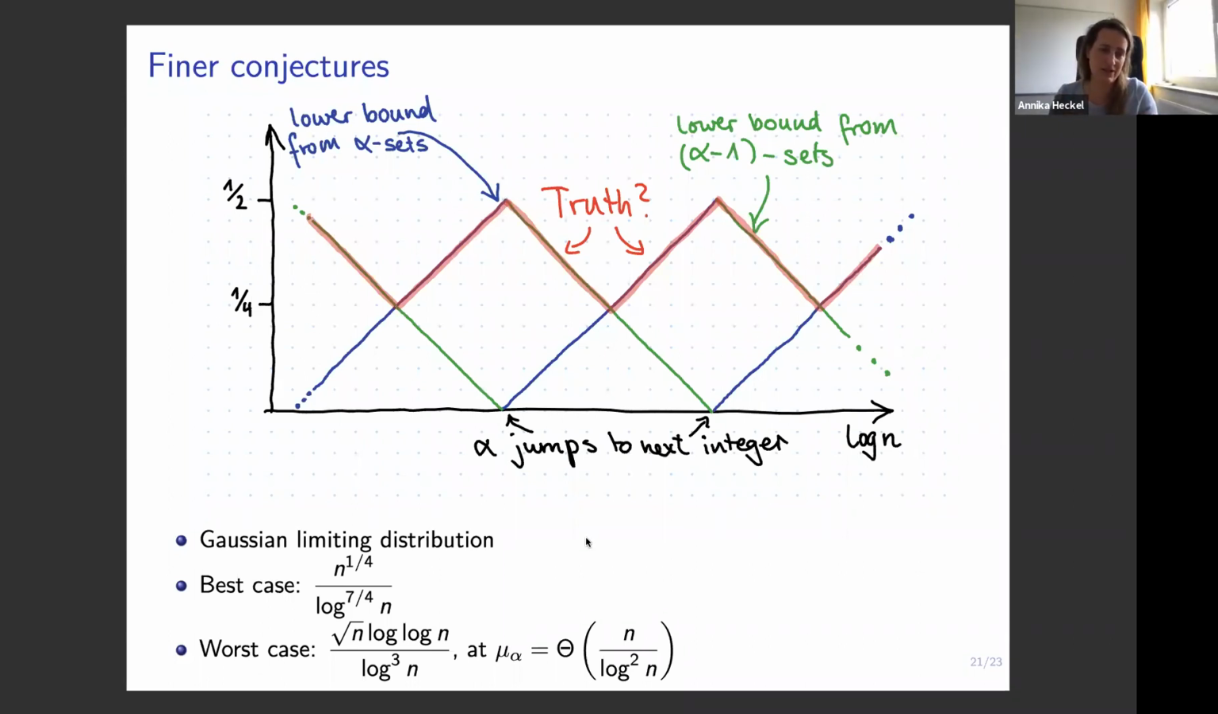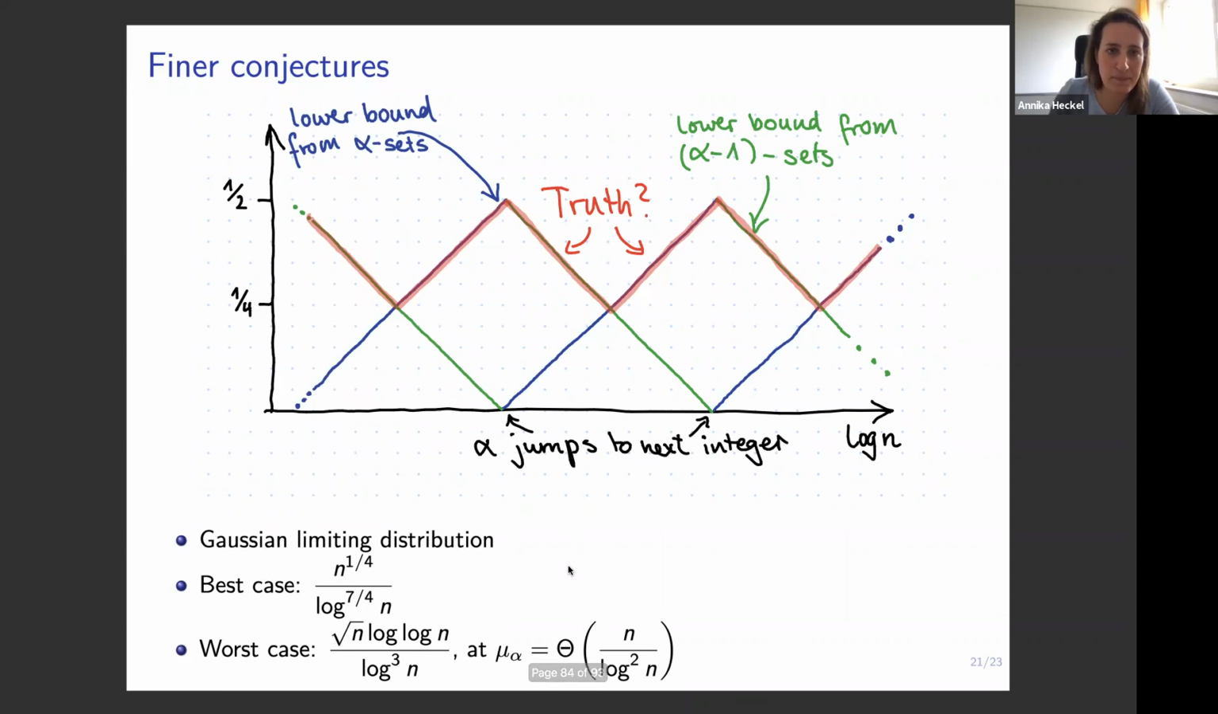Well, it actually takes quite a lot of work to work out exactly how this benefit per alpha set changes as you go up here, but we think it's maximized at mu alpha equals n over log n squared, and that the worst case n, so this maximum here, is of this size.